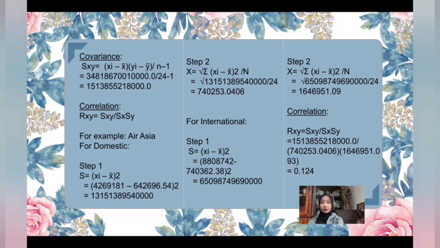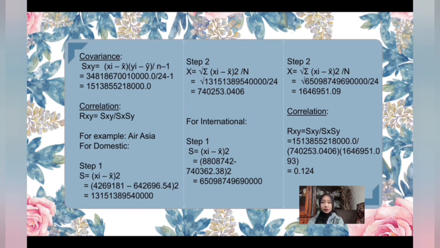So next is correlation. We'll use the same example like AirAsia. There will be two steps. For step 1, we'll be using the formula given, which is 4269181 minus 642,696.54 squared, and we will get 1315138954000. For step 2, we'll be using that formula given on the slide, and we get 1315138954000 divided by 24, and we will get 740253.0406. Same goes to international, and we'll get 1646951.09.